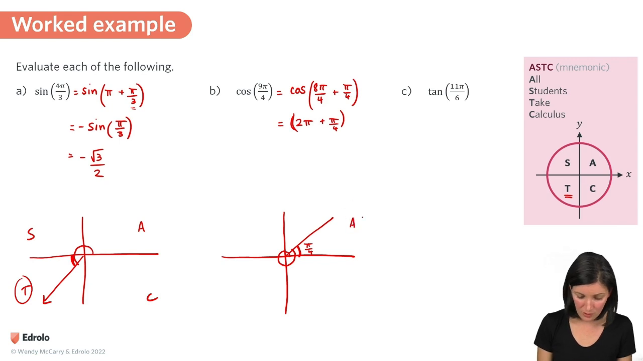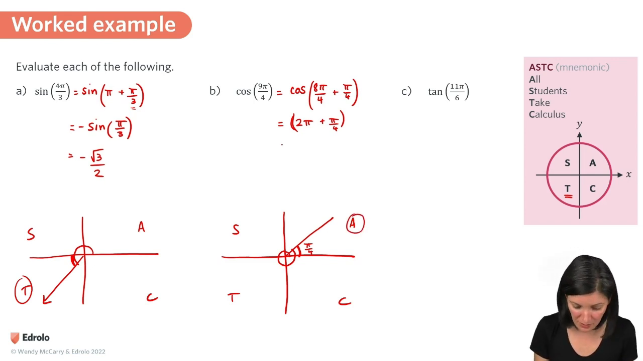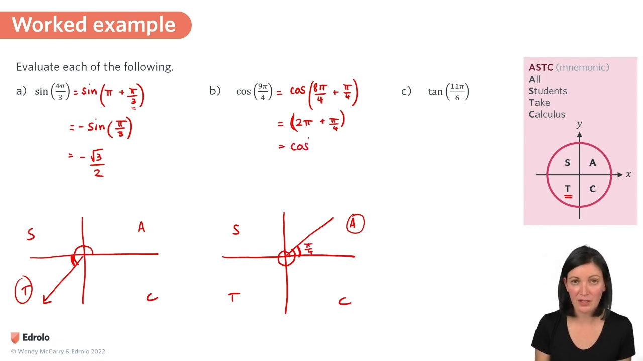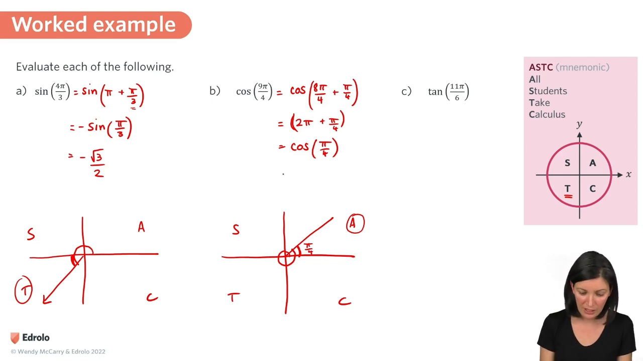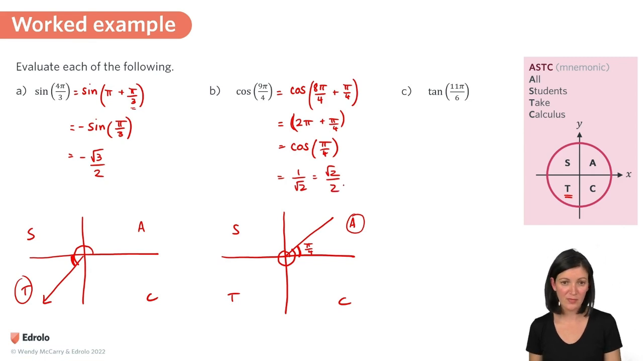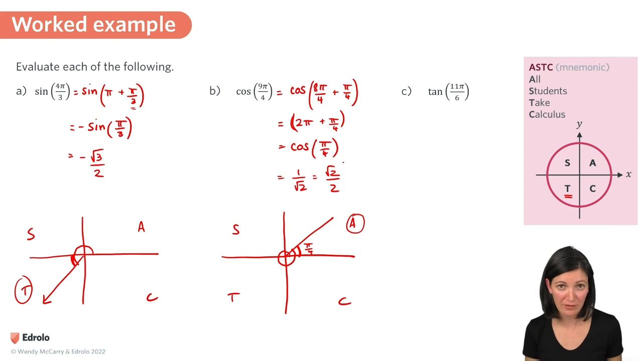So, all students take calculus. In this quadrant here, all of my values are positive. So this is going to be equal to just the positive value of cos of my reference angle, or the cos of pi on 4. And then I know from my exact values that the cos of pi on 4 is 1 over root 2, or root 2 over 2. So we've got to work out which quadrant our angle is in, and that will tell you if the value of it is positive or negative. And then you can work out the actual value of it thinking about your exact values.